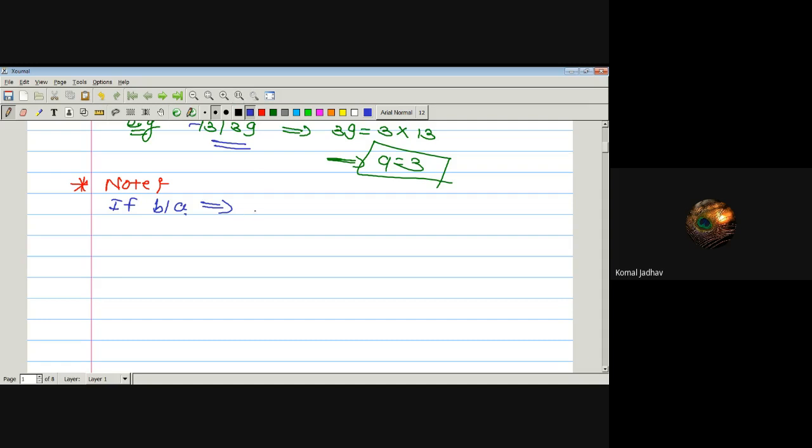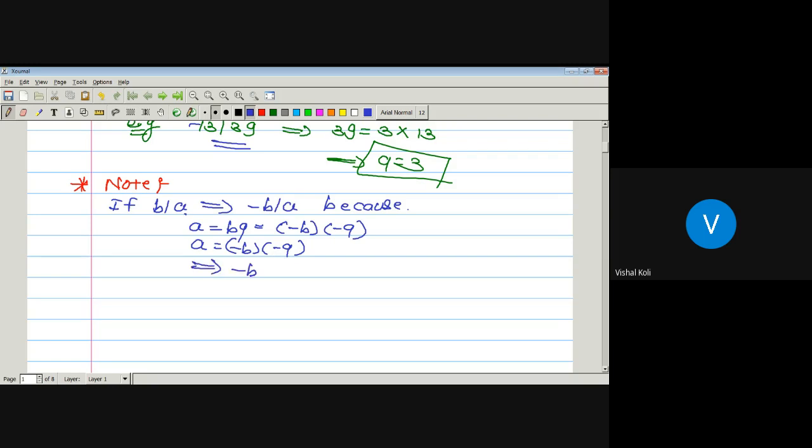Yes, sir. Which implies minus b also divides a, because a equals bq. Since whenever b divides a, a is a multiple of b, we can write it as minus b into minus q also. So as a is equal to minus b into minus q, by the definition of divisibility, a is minus q times a multiple of minus b, which implies minus b also divides a. So whenever an integer b divides an integer a, the negative of that b also divides a.